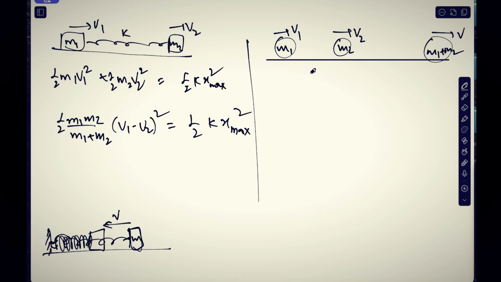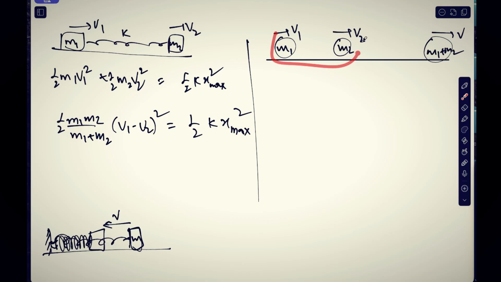Same thing here. When these two collide and get stuck with each other, we say that the maximum amount of energy is lost in the form of heat due to collision. Can it lose entire energy? Can these two lose the entire kinetic energy which they are possessing right now? No.